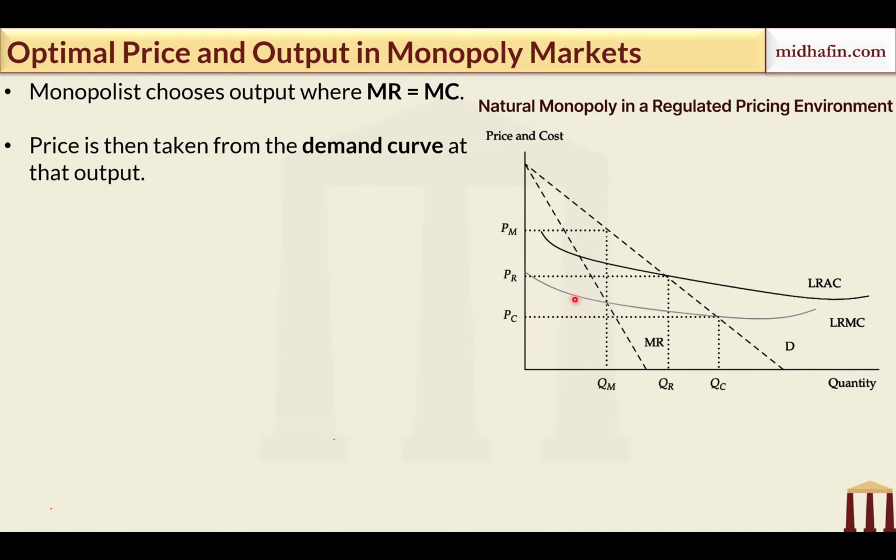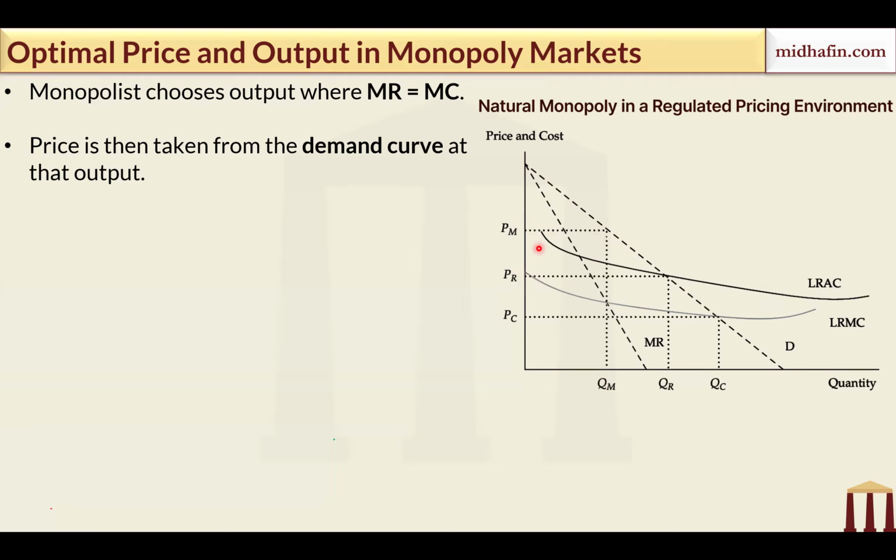Price we have taken from the demand curve, PM. Now you see the price lies considerably above the average cost. So it means that there is a lot of economic profit. Total revenue is this price times this quantity, so this entire rectangle is your total revenue, the area of this rectangle.